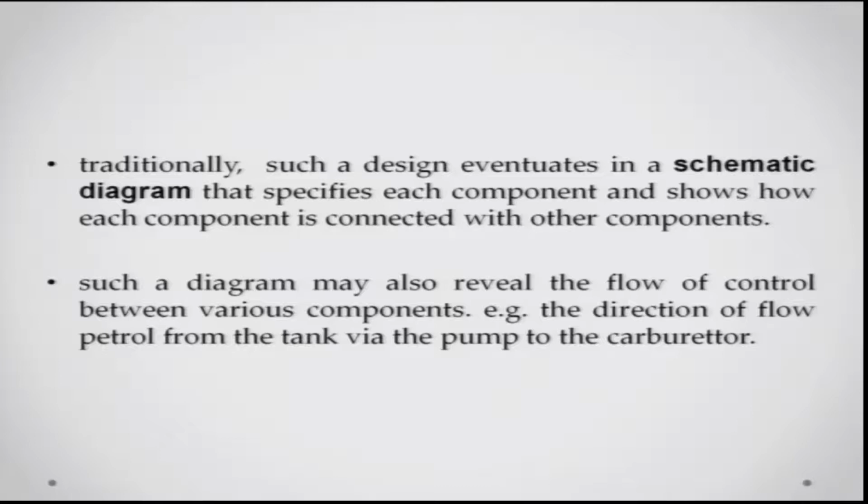Traditionally, such a design eventuates in something called the schematic diagram, which we just saw. Such a diagram specifies each component and shows how each component is connected with other components. Also, such a diagram reveals the flow of control between various components: what is linked to what, in what order, what the hierarchy is. Let us say, does the brain control your limbs or do the limbs control your brain? Those kinds of questions can be asked.